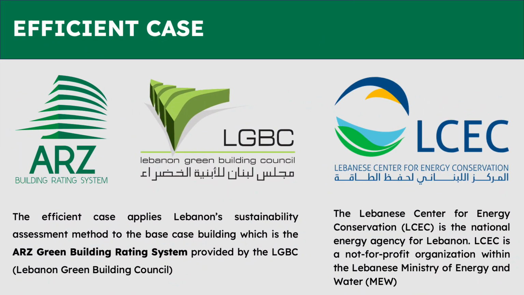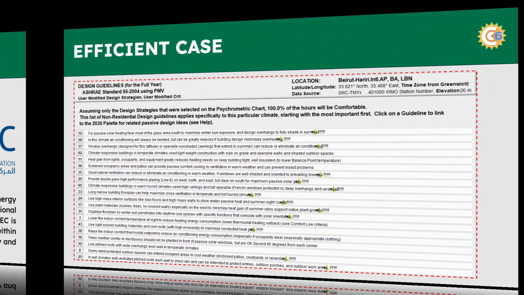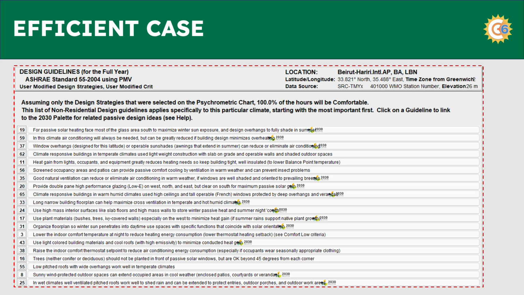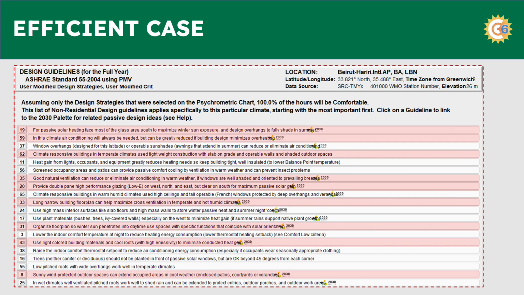The efficient case relies on the IRIS Green Building Rating System, which is the official sustainability rating system in Lebanon provided by the Lebanon Green Building Council, in addition to the utilization of the Lebanese Center for Energy Conservation. This figure illustrates the ASHRAE design guidelines which are in compliance with the ERS rating system and are implemented in the project.